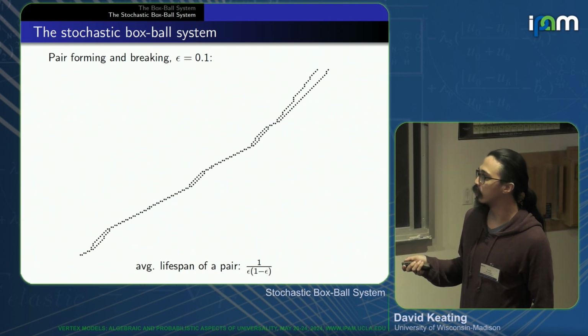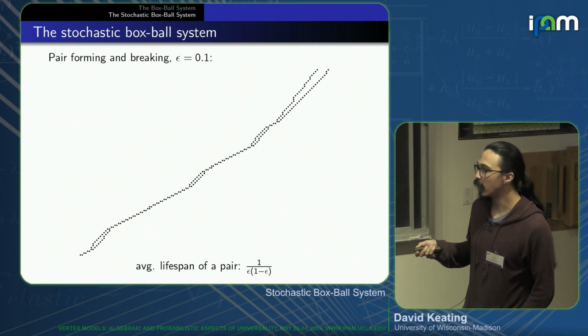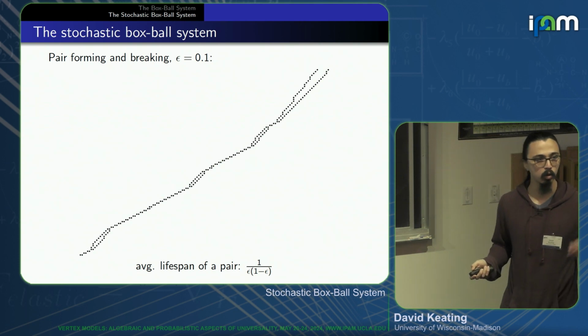So here's a close-up on this pair formation. We have 2 balls, they're moving as a pair. Then after some geometric amount of time, they're going to break apart. And then eventually, they'll reform again into a pair, stay as a pair for a bit, and then break apart. And this process repeats over and over again.